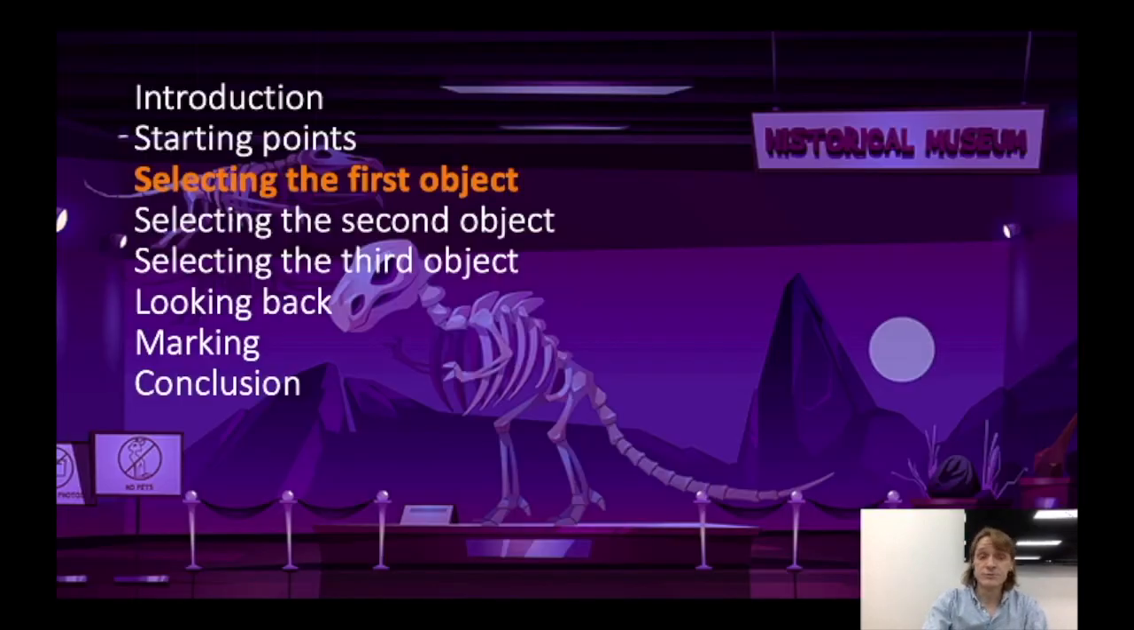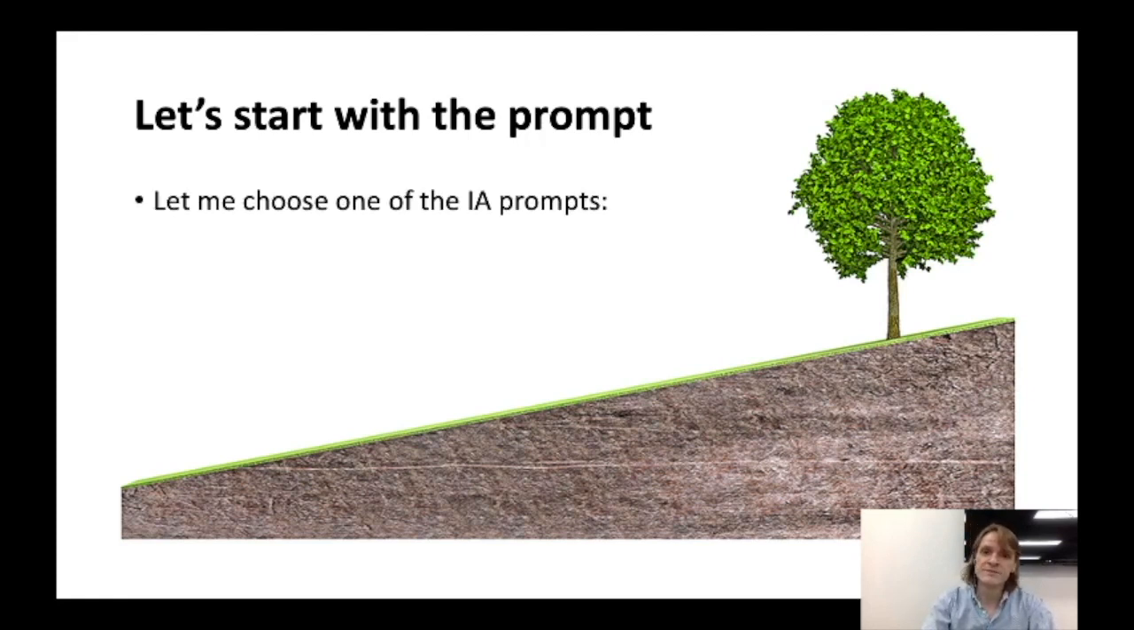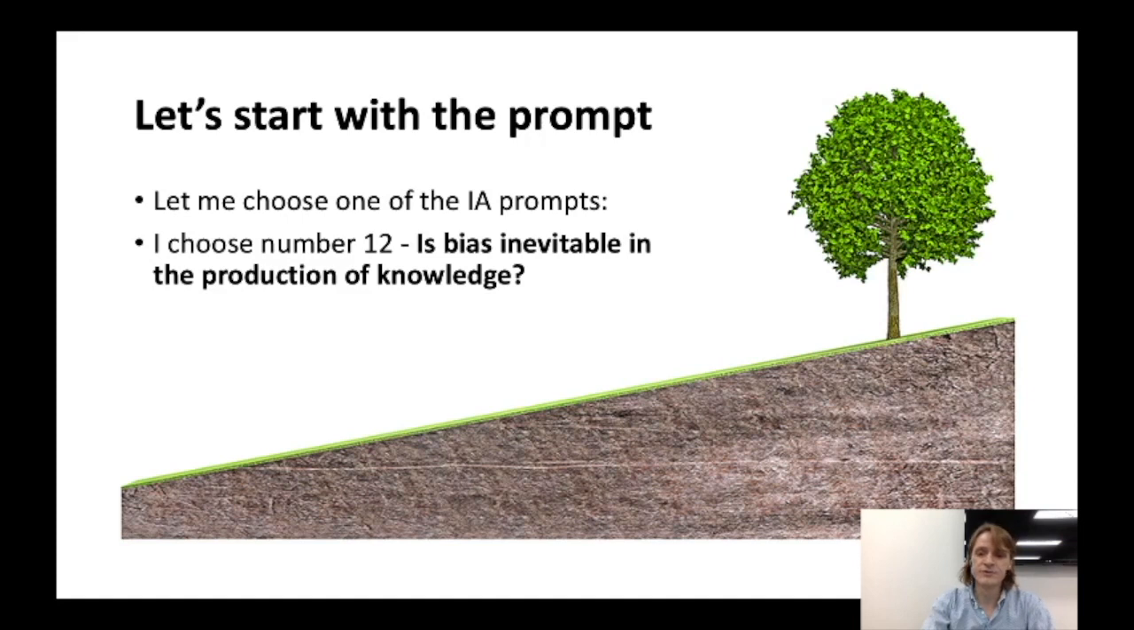So let's go over to selecting the first object for my TOK exhibition. I choose to start with the prompt for this particular video. I'm looking at the list of 35 IA prompts in the IB TOK guide, and one of them catches my eye. It says, "Is bias inevitable in the production of knowledge?"